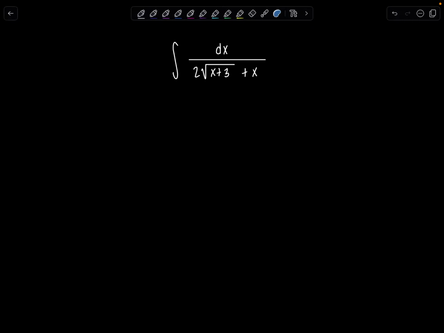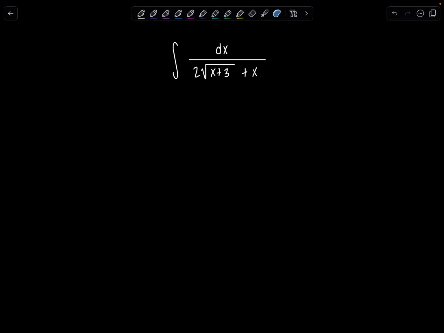Here's your latest integral of the day. We have an indefinite integral of 1 over 2 rad x plus 3 plus x dx. So pause the video if you want to try it on your own. I'll give you a hint. You need to do u sub first.